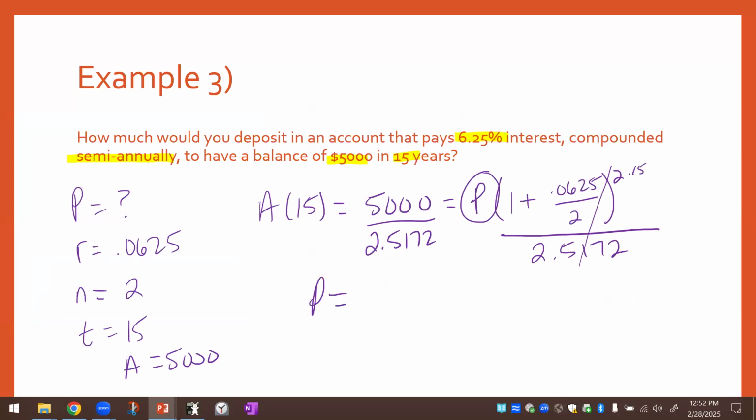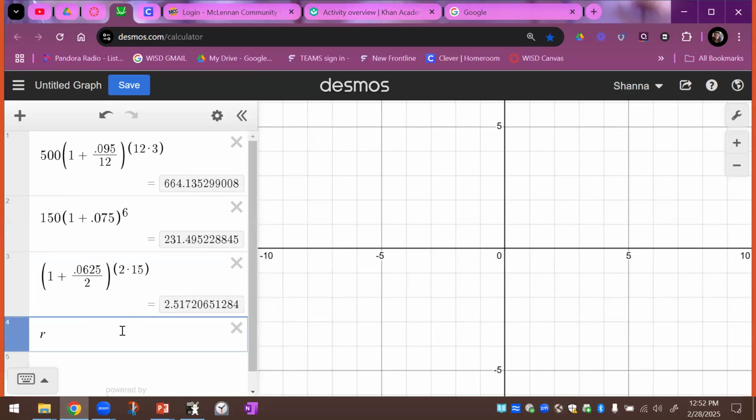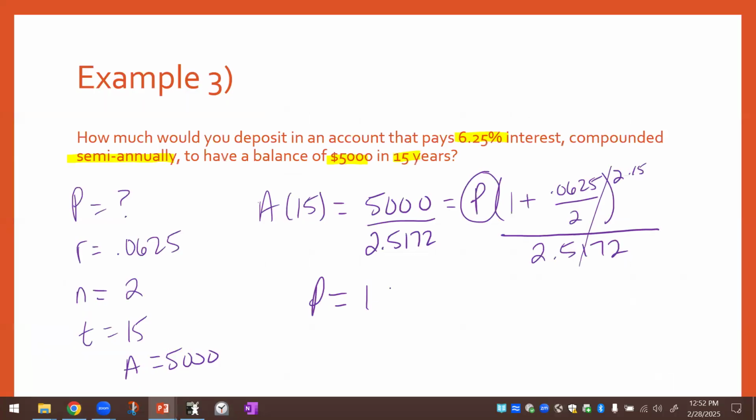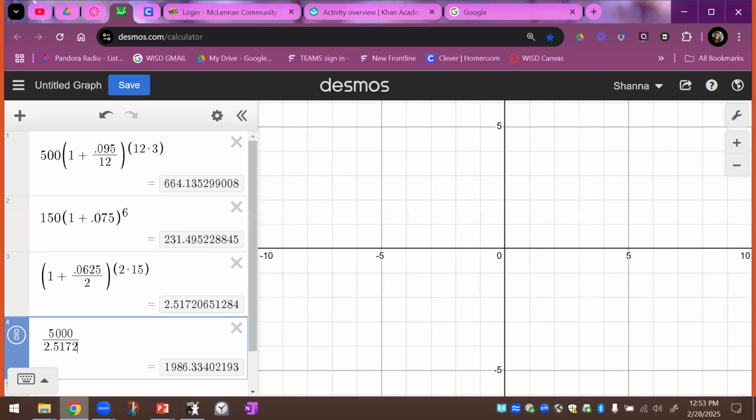So P equals, so I'm going to go back to my calculator, and I'm going to type in 5,000 divided by 2.5172, and we get that it's equal to about 1,986 dollars and how much change? 33 cents. Okay. Exactly. Thank you for acknowledging that. All right. So now that's algebraically.